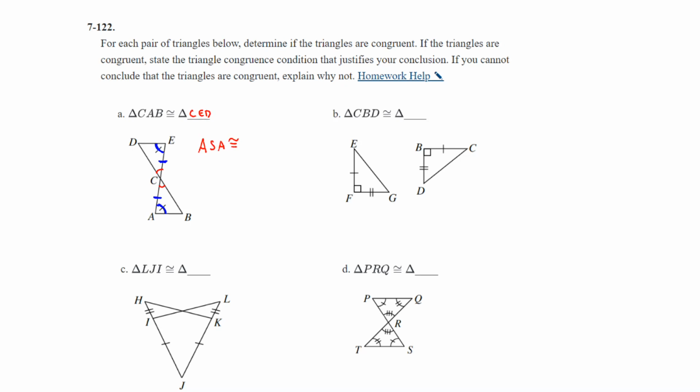Alright, on to B. Triangle CBD is congruent to what? Let's see what we have here. We have CB is congruent to EF. We also have BD is congruent to FG. And then we have a right angle F is congruent to angle B. So therefore, by side angle side congruency, we know that triangle CBD is congruent to triangle EFG.